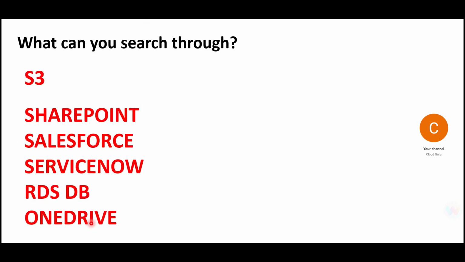See, these are the different services: Amazon S3, Salesforce, ServiceNow, Amazon RDS databases, OneDrive. In SharePoint, you have a lot of PowerPoints. You want to enable search there. You can do that. You can do that through Salesforce. It has CRM data, customer relationship data. You can search through that.